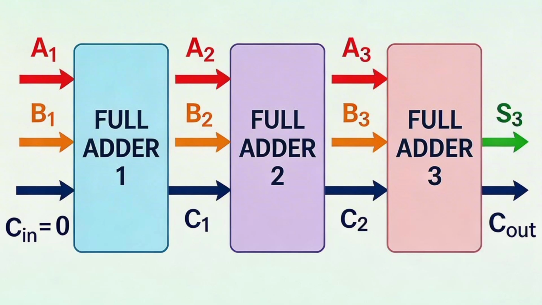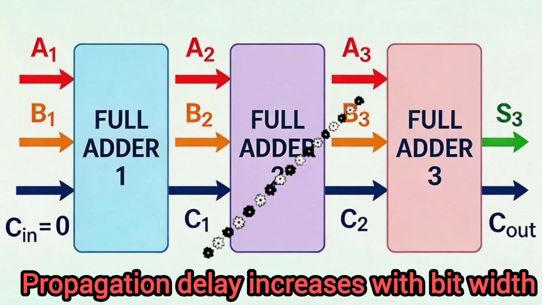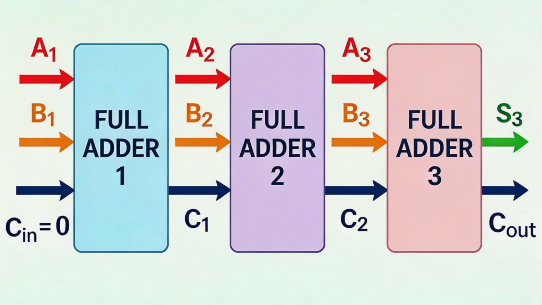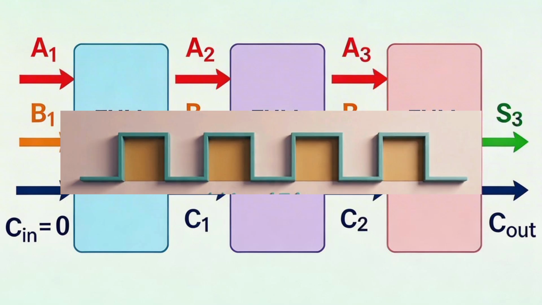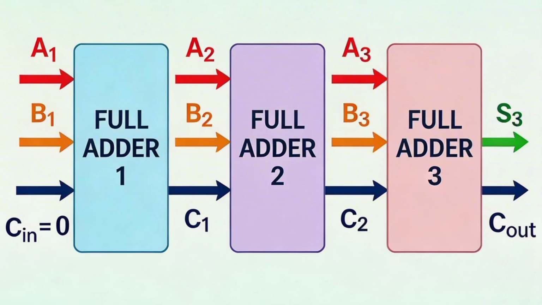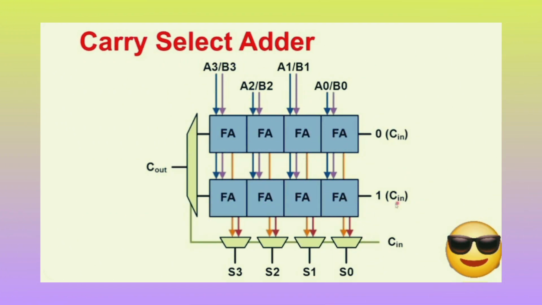This carry propagation delay grows linearly with the number of bits. Double the word width and the worst case delay doubles. For wide data paths, 32-bit, 64-bit or wider, this becomes a significant timing bottleneck, directly limiting the maximum clock frequency of any system that depends on addition in its critical path.